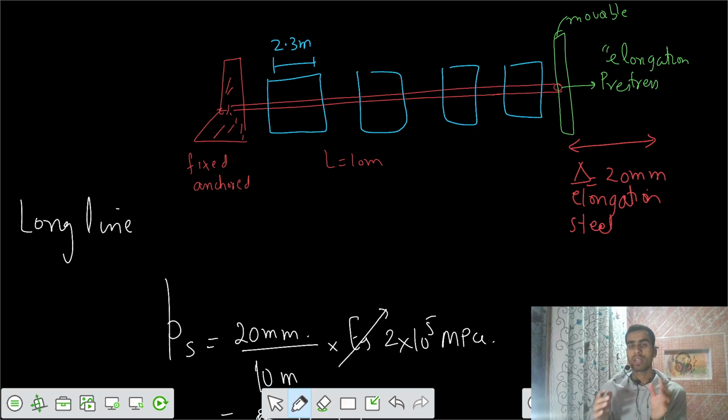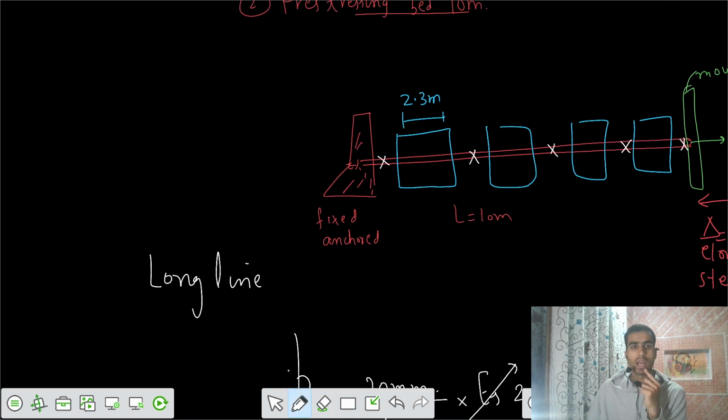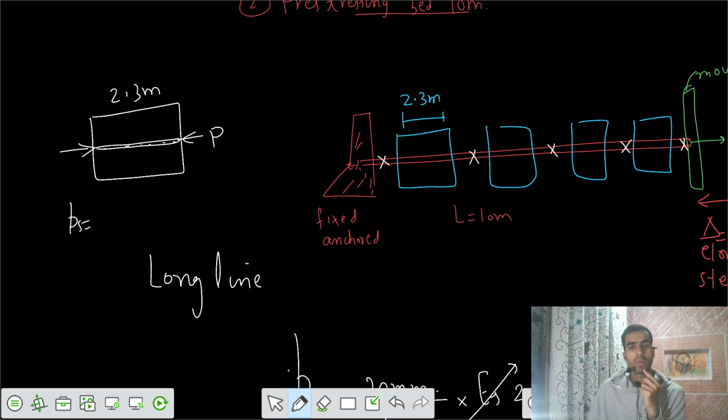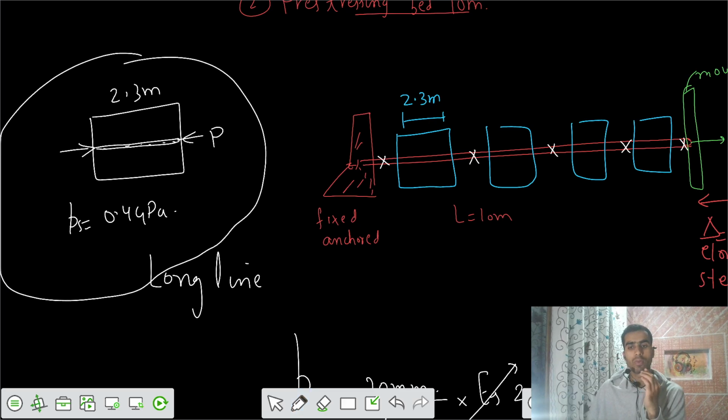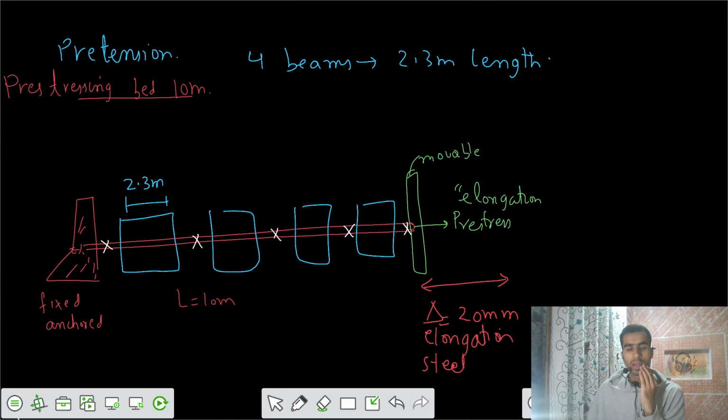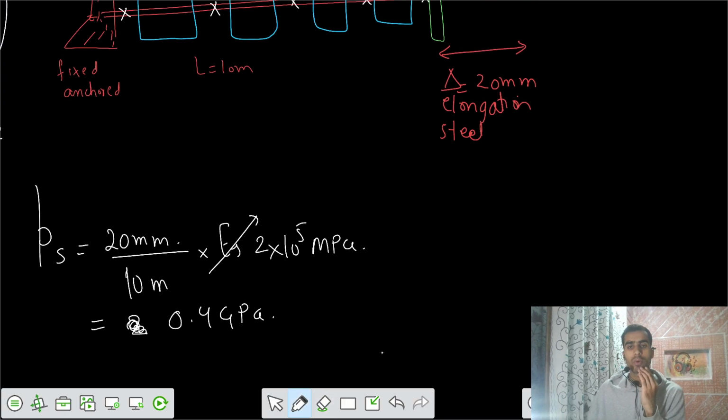And after that we are going to cut the sections, let's say cut the bars here and here and here. Now what is going to happen? Let's analyze one of the beams, having a length of 2.3 meters, and we are applying a pre-stress force P such that the stress in the steel wires equals 0.4 gigapascals. This is the initial condition for one beam. We got how much elongation we provided to the steel wire, and because of that we have some stress developed in the steel wires.